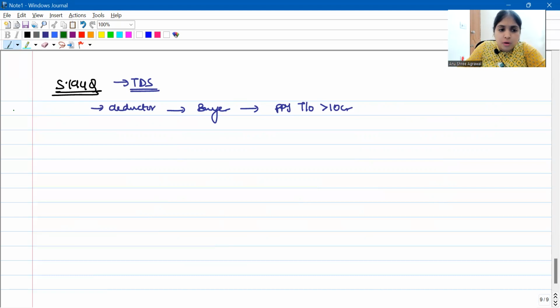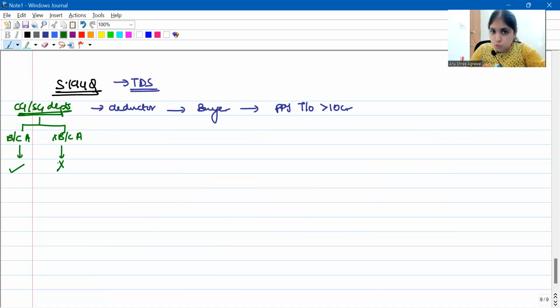Now, what about central government, state government, department and all? Do they also have to deduct tax under 194Q? It depends. Are they having business or commercial activity, or are they not having business or commercial activity? If they're having business or commercial activity, then 194Q is applicable to them also. But if they're not having any business or commercial activity, then no 194Q for them.